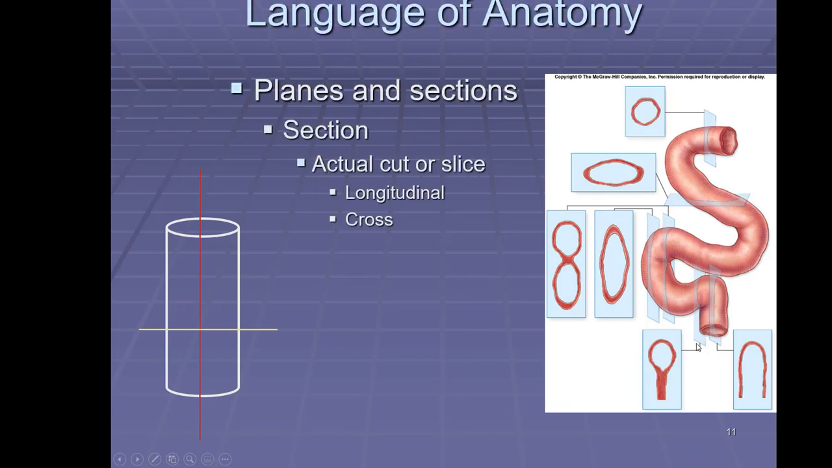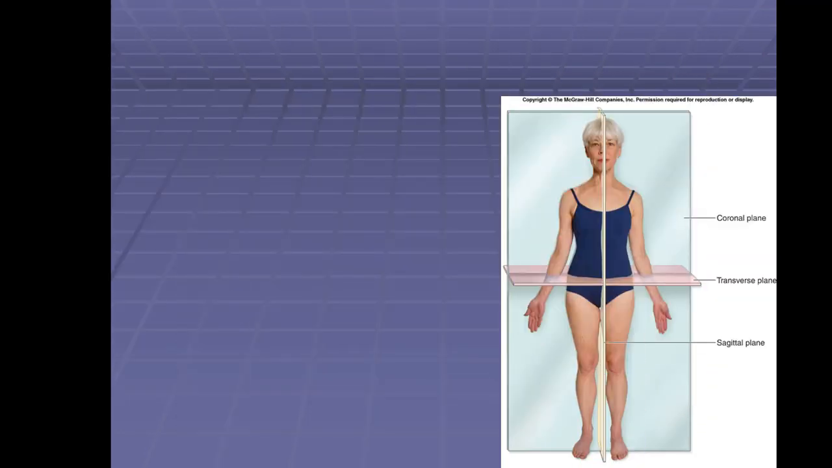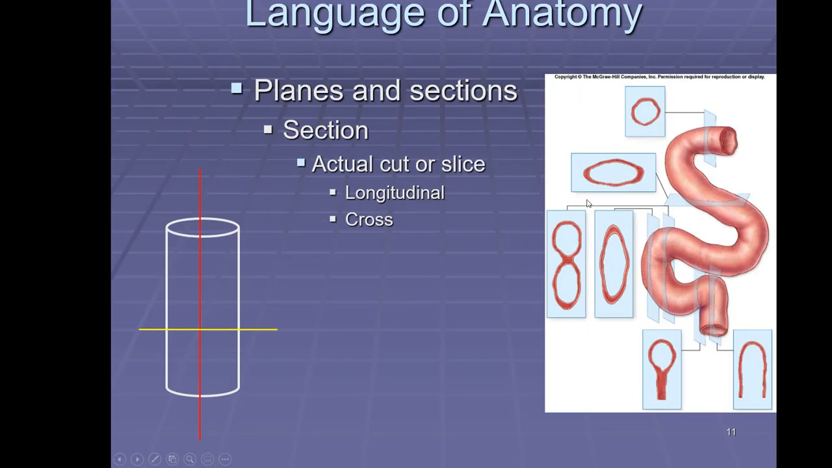So, planes and sections. I'm going to talk a little bit about sections first, and then we'll move into planes. But a section is an actual cut or slice through something. So if we were examining an organ and we wanted to see what it looks like on the inside, we could cut it and look at what's inside. But it's going to look different depending on how we cut it. So here's a picture from the textbook, but I'm going to just focus on this picture that I drew because I think it's a little bit easier to look at.